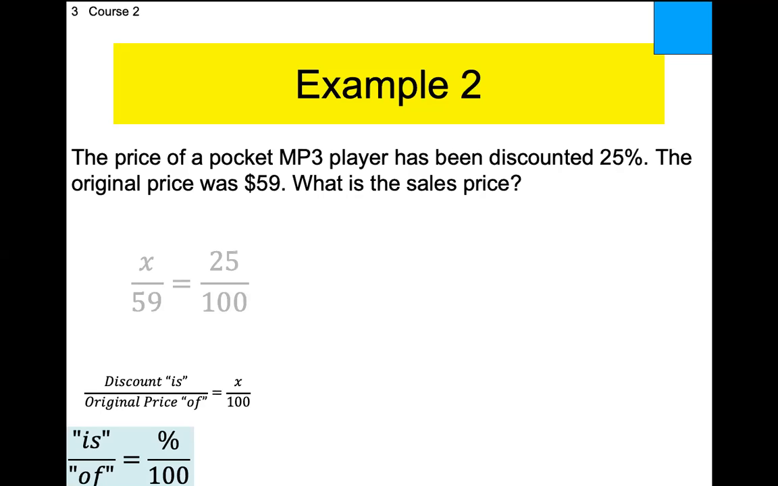$59 is your original price. That's the of. We said it's 25% off, so your percentage is 25. Why did this x move from here to here? Remember, this x right here was percent. Notice in blue here. Okay. Remember, when you're calculating this particular one, we're calculating for the discount, not the sales price, the discount. So how much is the discount?